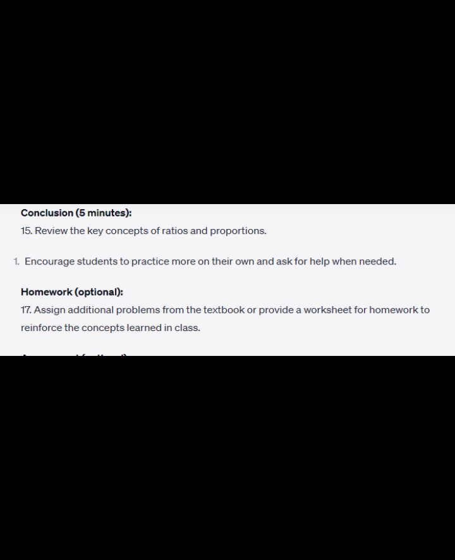Conclusion, 5 minutes. 15. Review the key concepts of ratios and proportions. Encourage students to practice more on their own and ask for help when needed. Homework, optional. 17. Assign additional problems from the textbook or provide a worksheet for homework to reinforce the concepts learned in class.